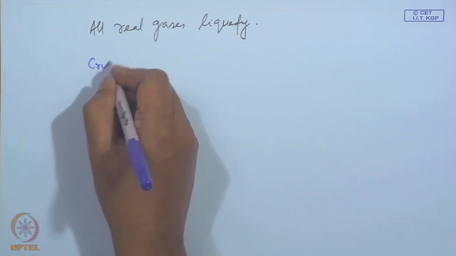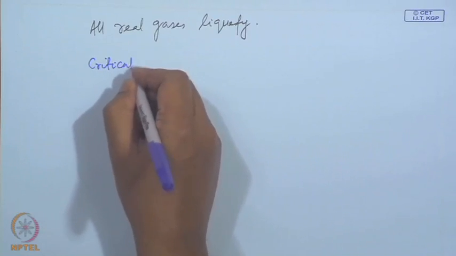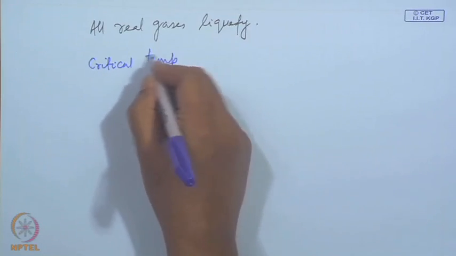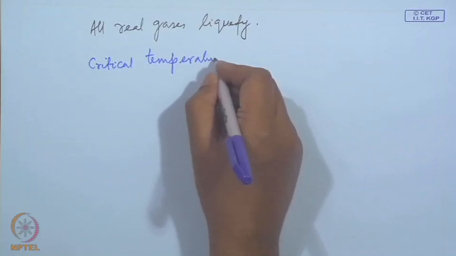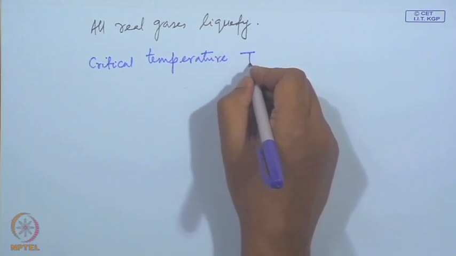And there is a maximum temperature where this can occur, that is, above this temperature under any condition this gas cannot be liquefied. So, that temperature is called T c. Let us call it the critical temperature T c.